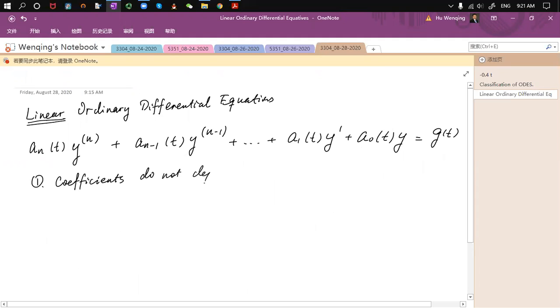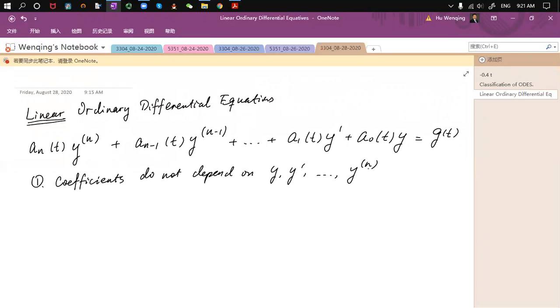Of course it depends on t, the variable, but it does not depend on any of those functions. So it does not depend on y prime, or any derivatives of this unknown function. In that sense, we say it's linear because it is linear with respect to y. That means if you change y to 2y, you just multiply both sides of the equation by 2, but it's not going to change any of those coefficients. So that's one of the reasons why we say the coefficients do not depend on y as well as y prime, or any y derivative. That's one of the reasons why it is called linear, right?